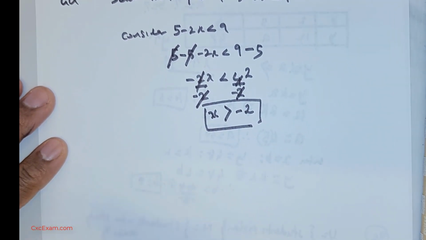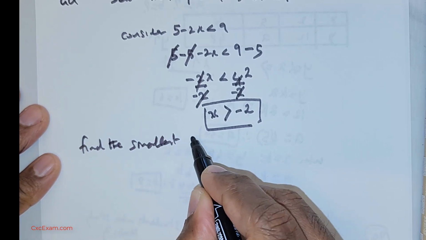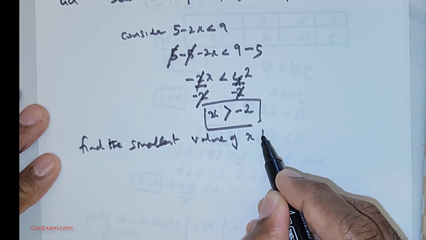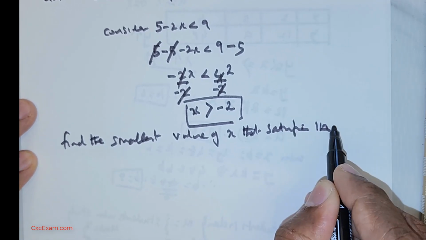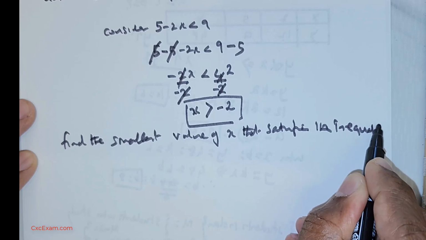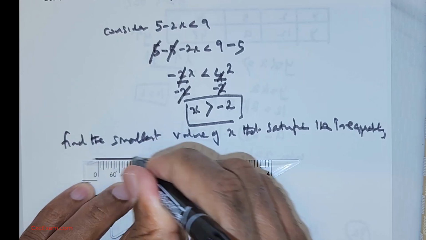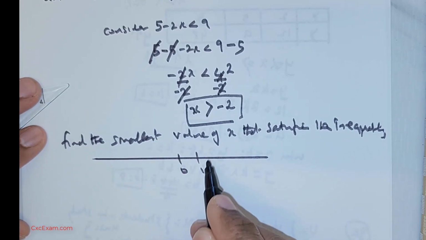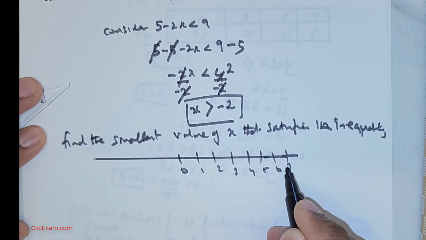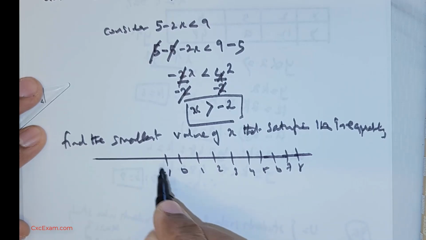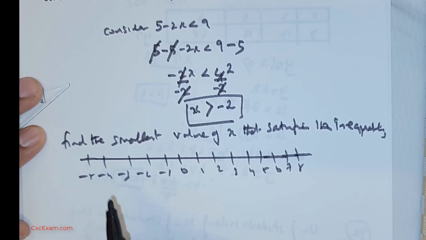Now this is the next question. It states: find the smallest value of x that satisfies the inequality. Okay. Now let me draw the number line and show it to you. So you have 0 here, 1, 2, 3, 4, 5, 6, 7, 8, and negative 1, negative 2, negative 3, negative 4, negative 5, and so on and so forth.